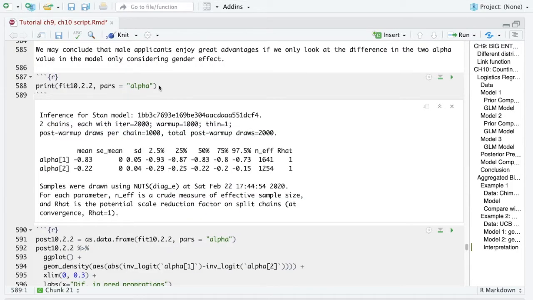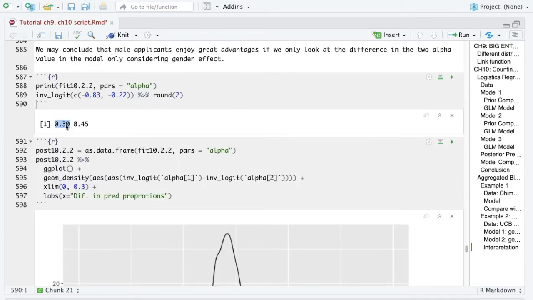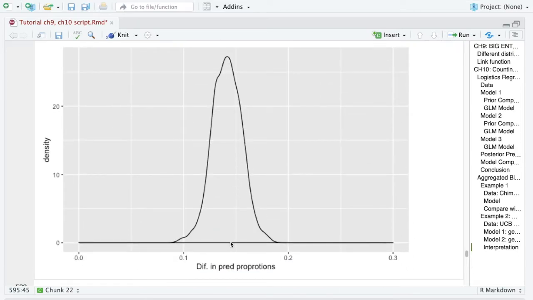So firstly, we print the result from the model with only gender effect, and we may conclude that male applicants enjoy a lot of advantage if we only look at the difference in the two alpha values. And we can see that if we use the inverse logit function to convert these alpha values to probability, female applicants have only a 30% admit rate, while male applicants enjoy about 15% more admit rate. Then if we consider not only the mean value from the summary report, but all the iterations in each chain of MCMC, you can see that the difference is really at 15% of the admit rate.